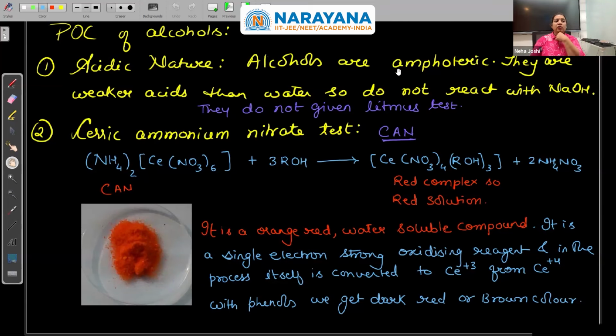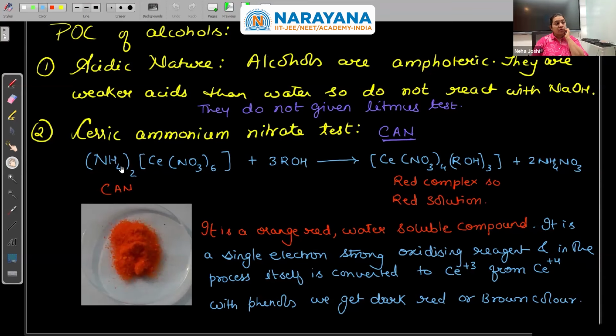Acidic nature: alcohols are amphoteric. They are weaker acids than water, so they do not react with NaOH. They do not give the litmus test. Coming to ceric ammonium nitrate, CAN.